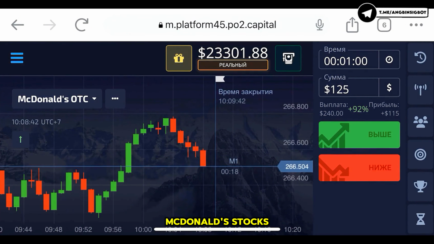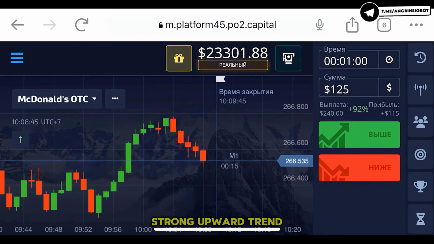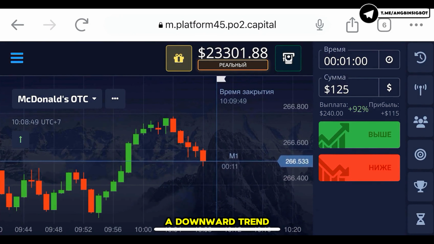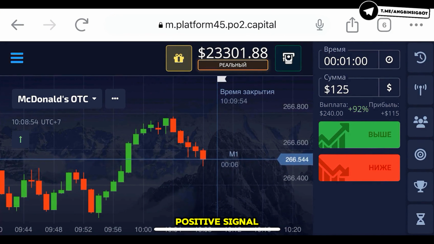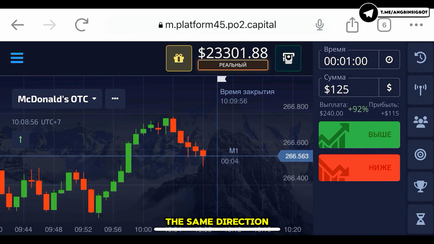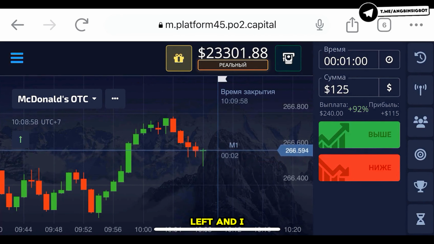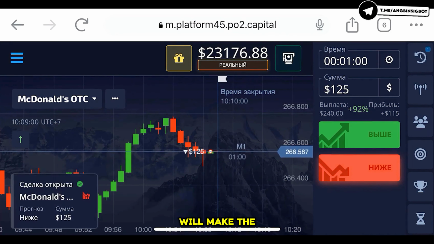I focused on McDonald's stocks. There was a strong upward trend, but after reaching its peak, it shifted to a downward trend. And now the 5th red candle is appearing, which gives a positive signal to enter in the same direction. Just 2 seconds left, and I will make the trade.